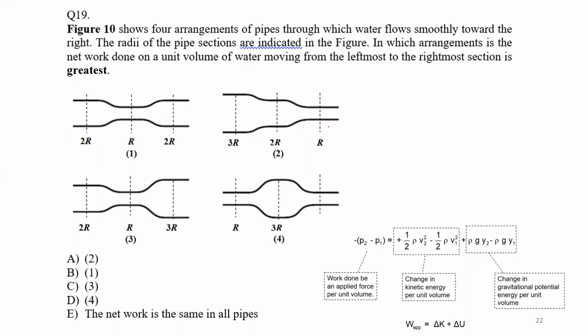And you know that Bernoulli equation is coming from conservation of mechanical energy. So when I use Bernoulli equation, you have horizontal pipes. So this part here of the Bernoulli equation cancels. There is no change in gravitational potential energy per unit volume.